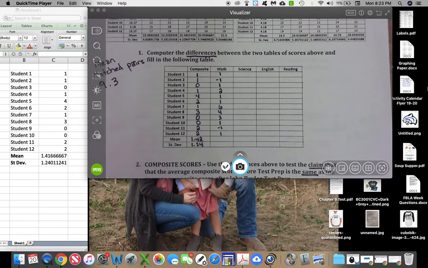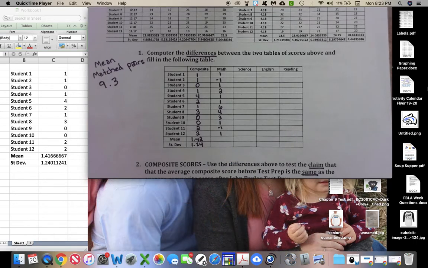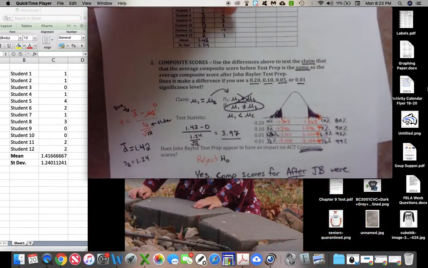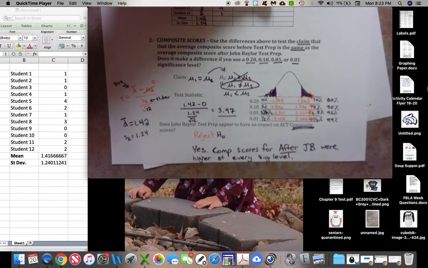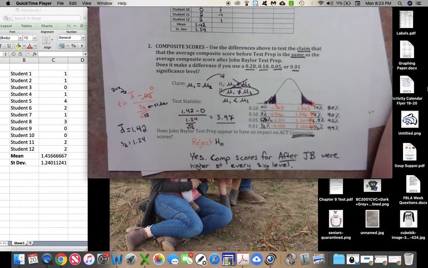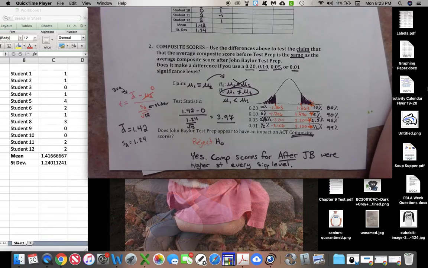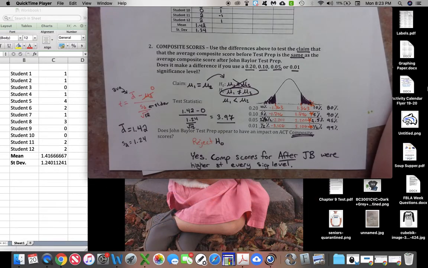Okay, stats. This is part 2 of the John Baylor analysis of the test data that we had for those 12 students. We already did the test yesterday that said that composite scores after John Baylor were significantly higher. So John Baylor did have an effect on scores and helped to increase them.